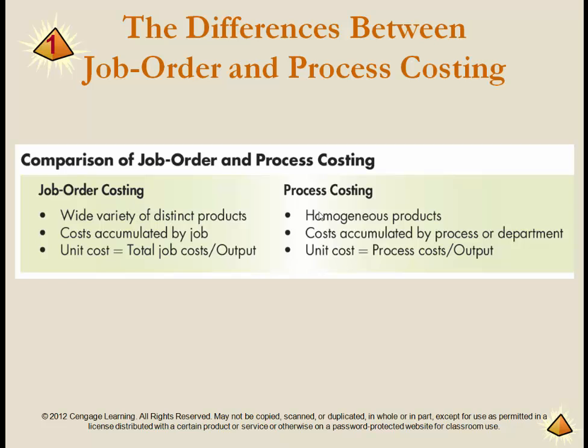Here's just a summary of the differences between the two. Here you notice homogeneous products. Here it would be where it says a variety, I would say heterogeneous products. And it's accumulated by a job. This one's accumulated by a department. And you're taking the total job cost and saying, what did this job cost me? So the output typically in a job order cost, more often than not, is going to be one. It's not going to be multiples. But it could be, depending upon what you're doing.